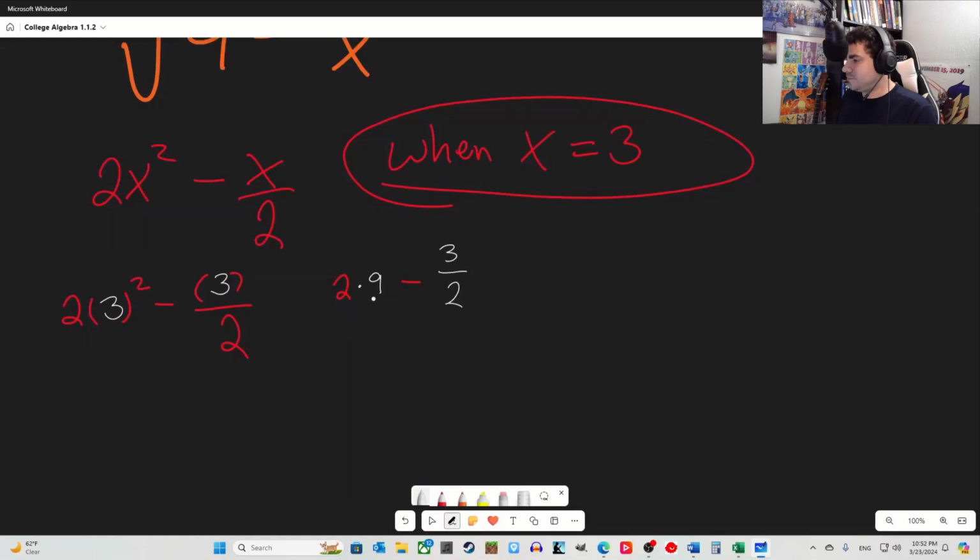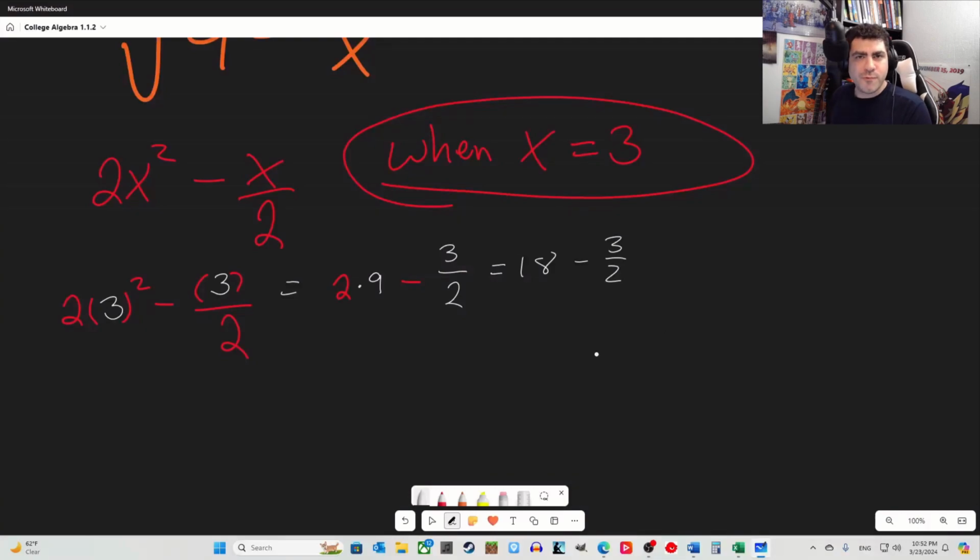Now we have 2 times 9. What is 2 times 9? That is 18. Forgetting to switch back to my other marker. Oh well. Keep it going, right? So we got 18 minus 3 over 2.